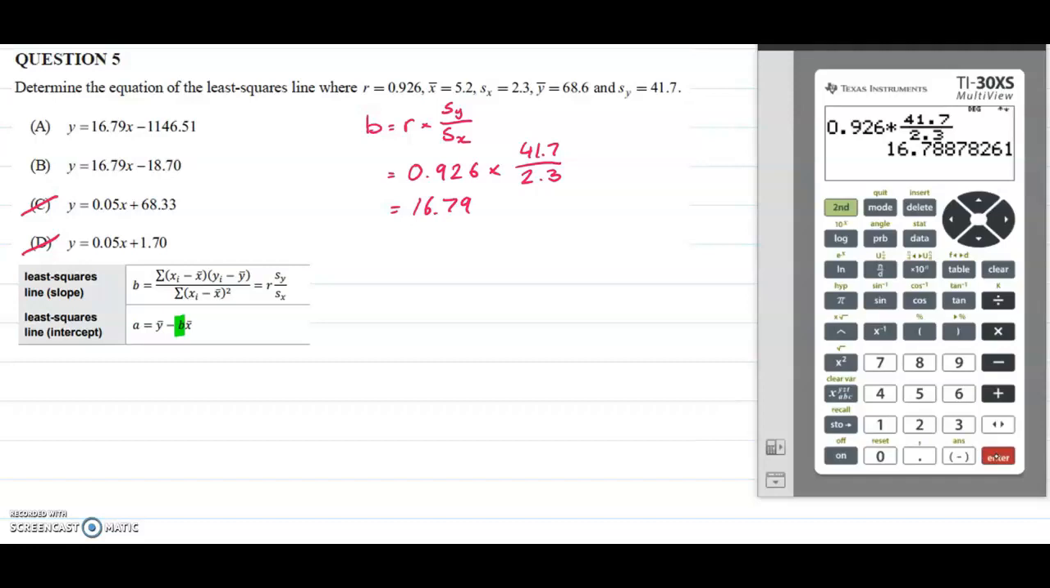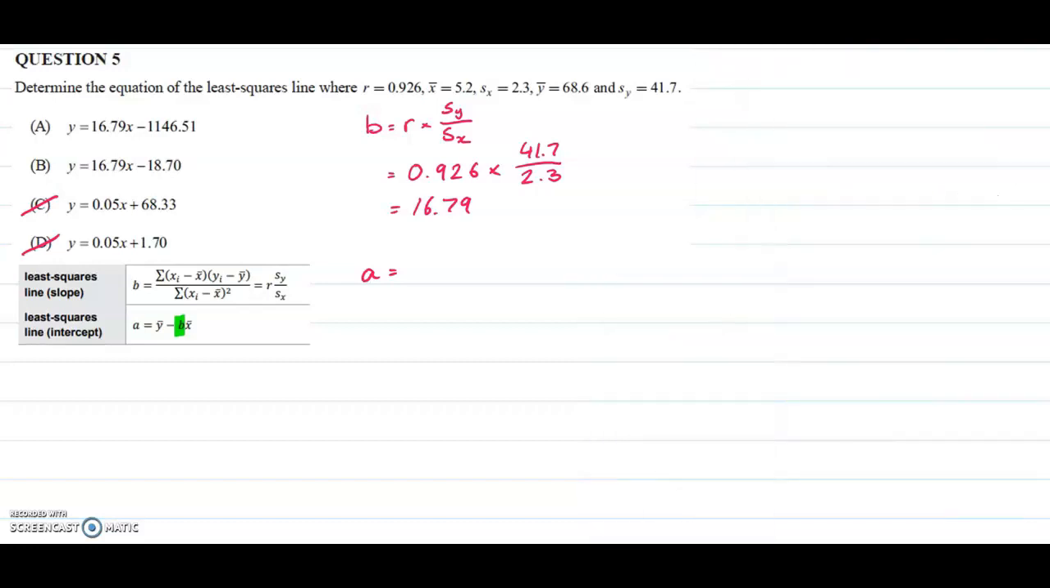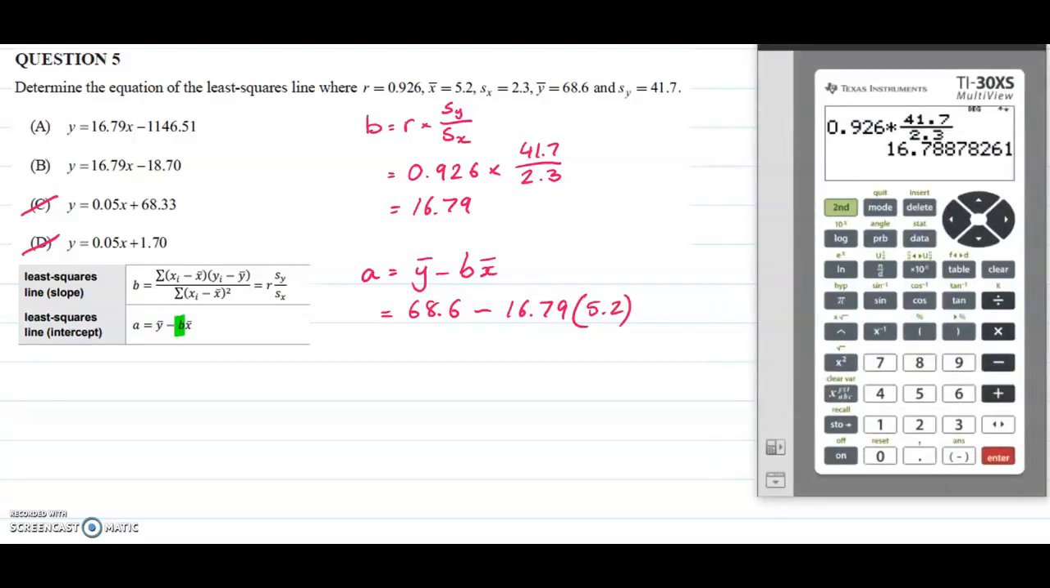Okay, let's have a look now for A. Let me get rid of my calculator here. A is going to equal the mean of Y minus B times the mean of X, which in this case will give us the mean of Y is 68.6 minus B, which we just found, 16.79, times the mean of X, which is 5.2. Let's put this into our calculator and see what we get.